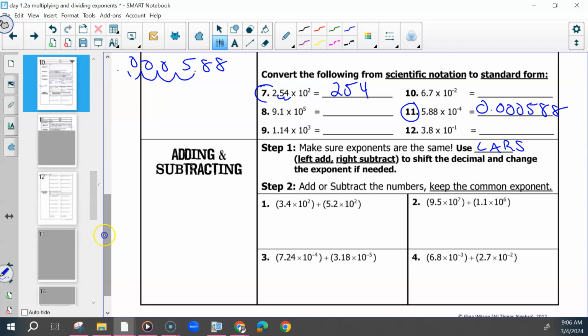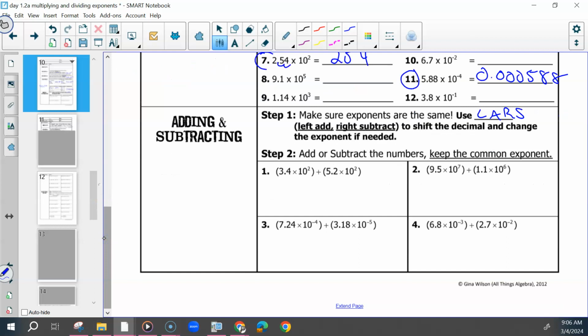So with this, you actually add or subtract the numbers. So like in this one, if you have common coefficients, add 3.4 and 5.2. Tell me what that is. 8.6. And then because these are the same exponent, you just write times 10 to the second power. That part does not change. You're not adding the exponents because we're not multiplying the bases.